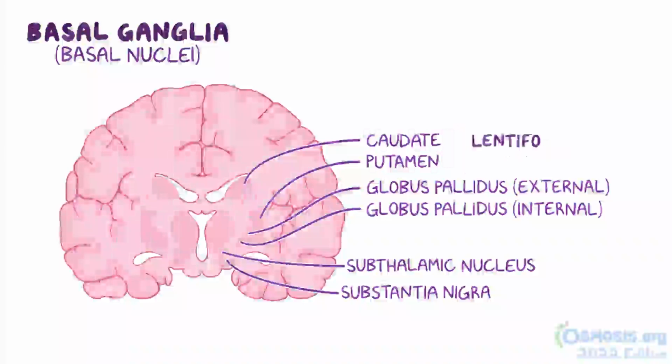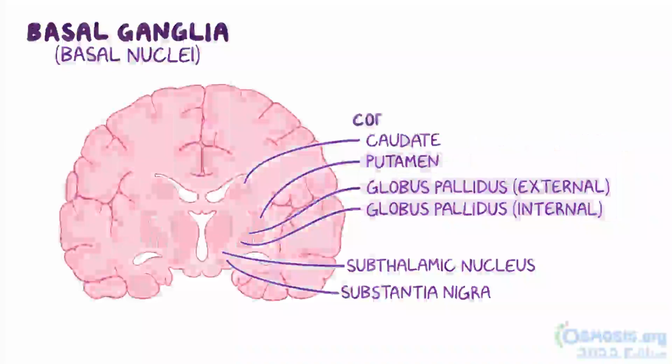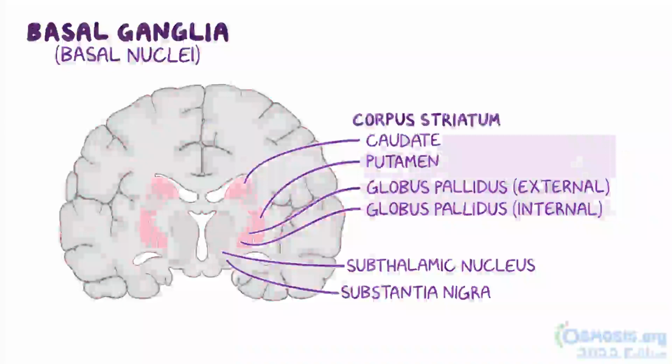The term lentiform nuclei, or lenticular nuclei, refers to the putamen and globus pallidus, and the term corpus striatum refers to all three structures, the caudate, the putamen, and the globus pallidus. All of the structures of the basal ganglia have their own unique functions and pathways.